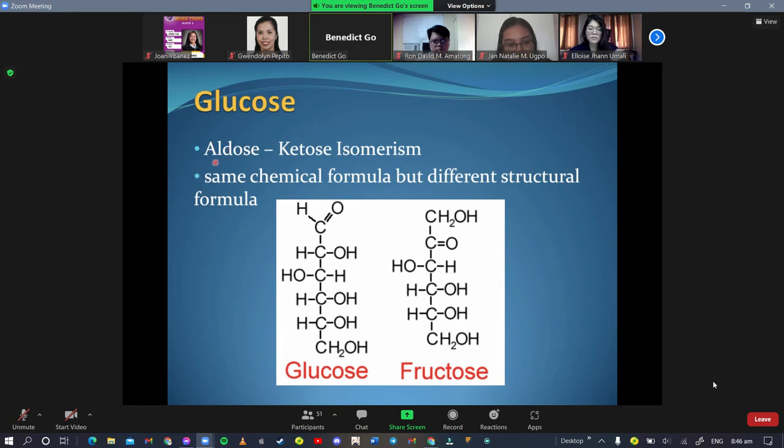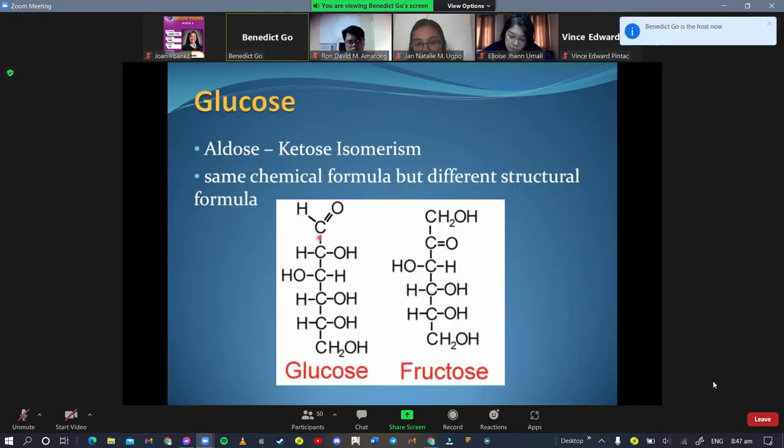Glucose also has aldose-ketose isomerism. So in this case, you have the same chemical formula, C6H12O6, but different structural formula. So glucose contains the same number of carbon atoms as fructose. The only difference is in the bonds here. We all know that glucose is an aldehyde and fructose is a ketose.